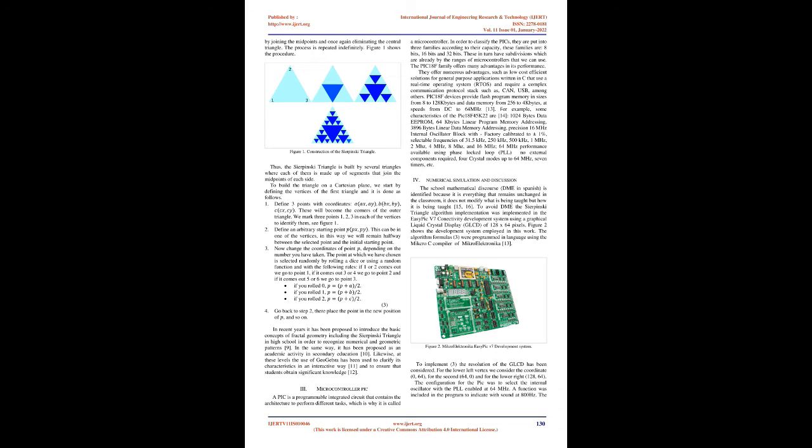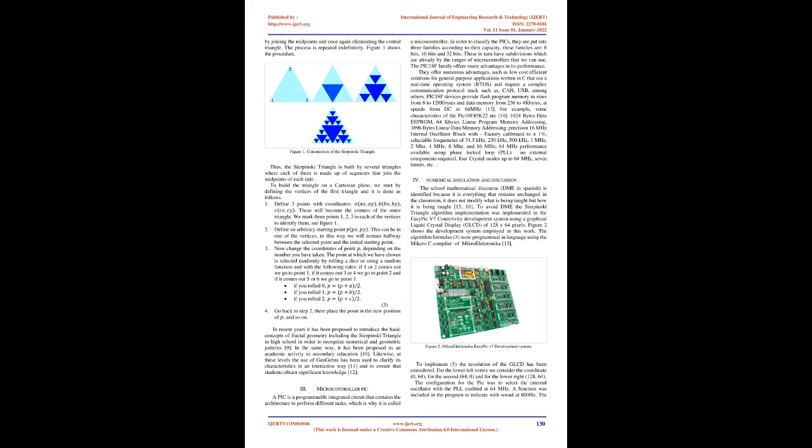Thus, the Sierpinski triangle is built by several triangles where each of them is made up of segments that join the midpoints of each side. To build the triangle on a Cartesian plane, we start by defining the vertices of the first triangle, and it is done as follows. Define 3 points with coordinates A (Ax, Ay), B (Bx, By), and C (Cx, Cy). These will become the corners of the outer triangle. We mark 3 points 1, 2, 3 in each of the vertices to identify them.